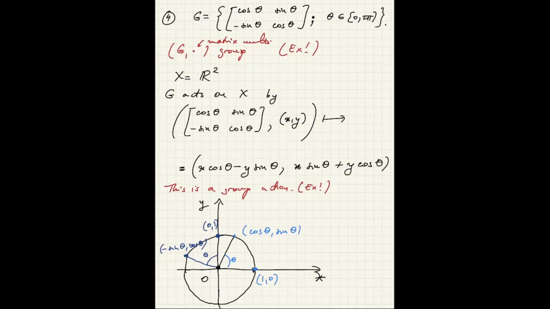And now let's do a few things. What would be, for example, the orbit of an element, and what would be the stabilizer of an element here? So if we're looking at the orbit of, let's say, this point 1, 0, this will consist of all the points of coordinates cosine theta, sine theta, where theta goes between 0 and 2 pi, and this is going to be the circle of radius 1 centered at the origin.